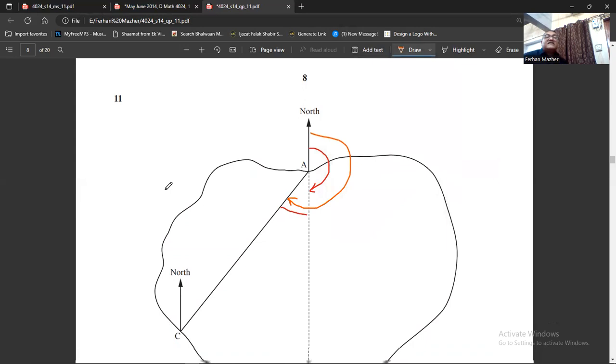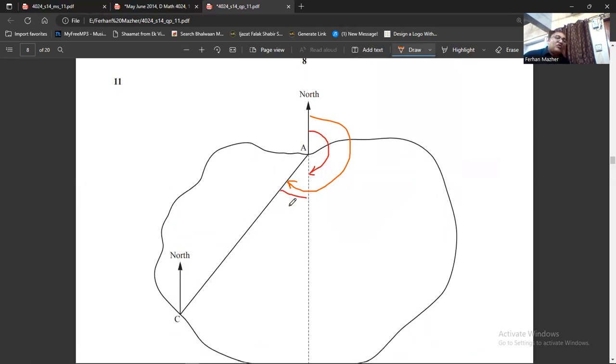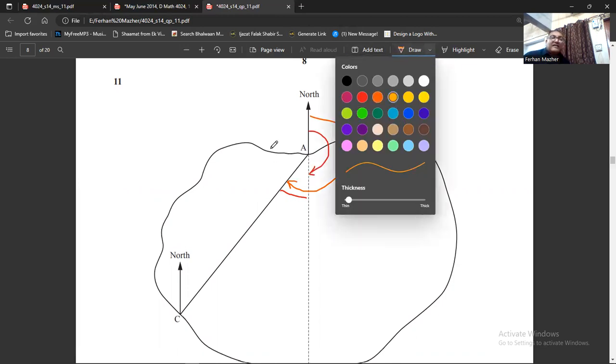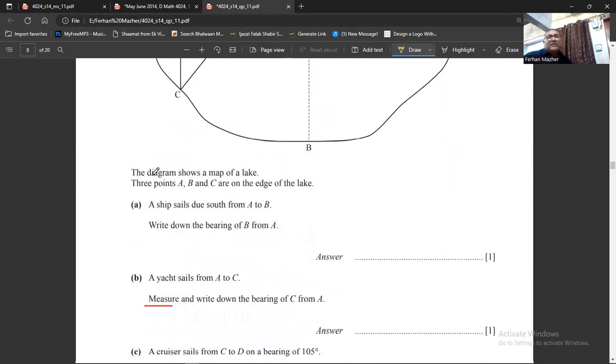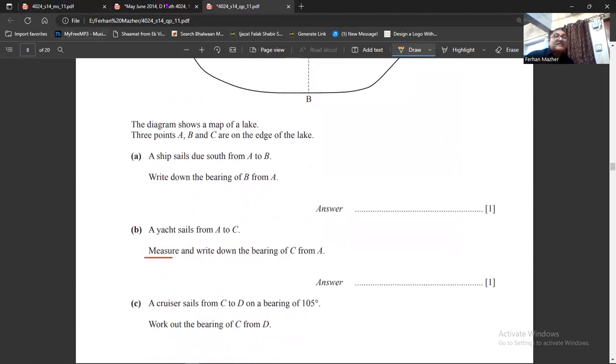This is the bearing of the C from the A. So measure this angle and add it to 180. Another method can be, just measure this angle and subtract it from 360, and you get this angle. Okay. So there can be two methods, whatever you like, do that.